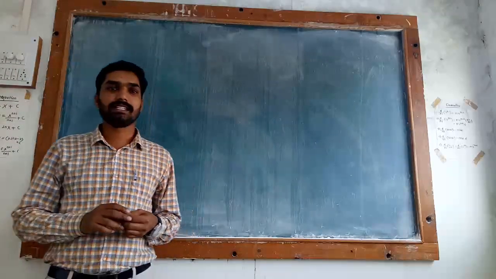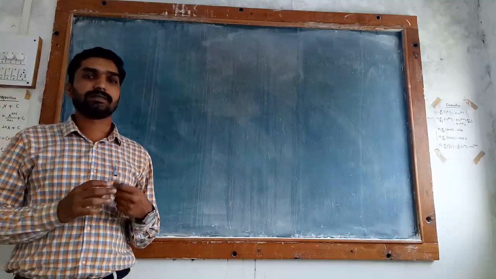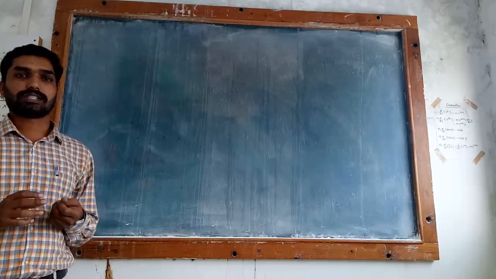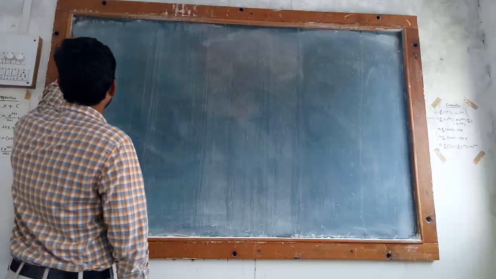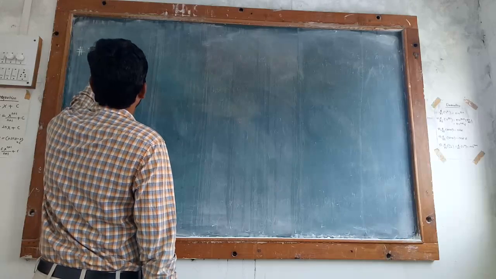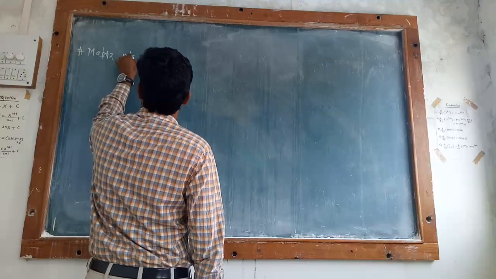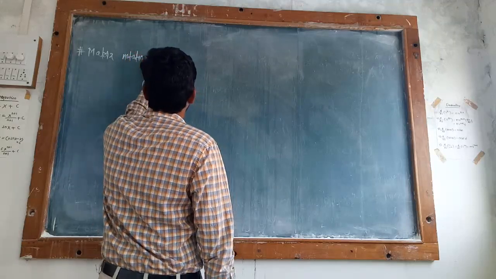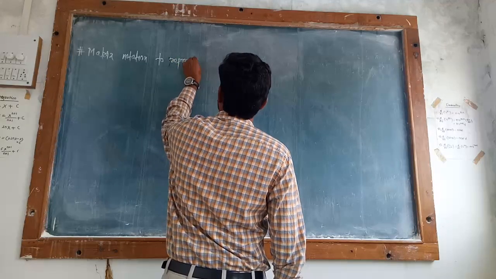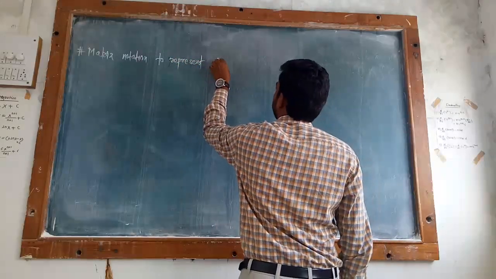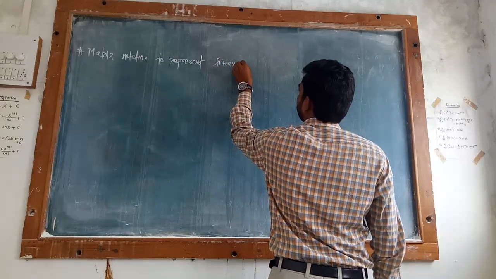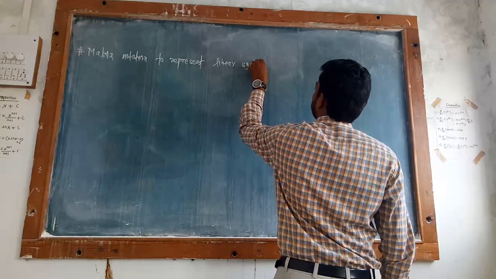Hello friends, in the previous lecture we discussed what we mean by consistent and inconsistent systems. Today we are going to start a new topic, that is matrix notation to represent a linear system.